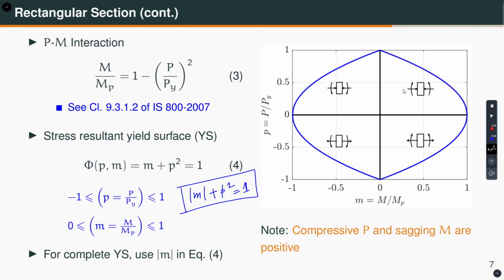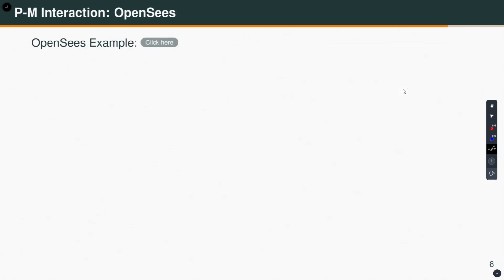So, the question is, how do we use it in nonlinear analysis? Well, we shall see in the upcoming lectures. Okay. So, now let me quickly show you an OpenSees example of determining the PM interaction for a rectangular section.